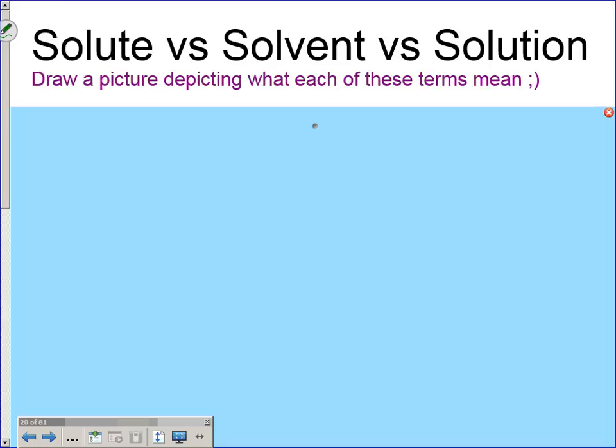Okay. All right, so take 2 minutes or so. Draw your picture. It can be anything. It can be a comic. It can be dry humor. It can be anything that would help you describe the difference between solute, solvent, and solution. Draw it on your paper. It's a quick creative thinking.